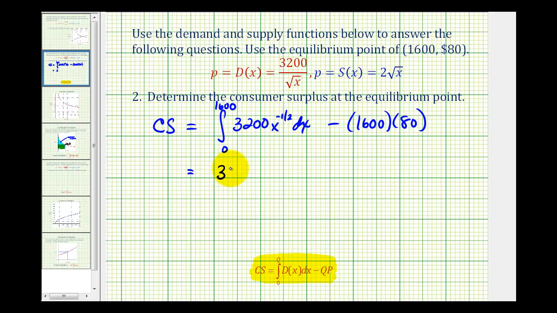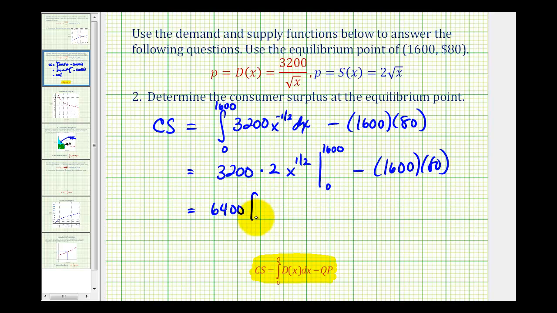We'll have 3,200 times, this will be x to the negative 1/2 plus 1, that's going to be x to the 1/2. But then instead of dividing by 1/2, we're going to multiply by the reciprocal. So we'll multiply by 2. And we'll have to evaluate this at 1,600 and 0 minus 1,600 times 80. So here we'll have 6,400 and then we'll have, this is the square root of x, so we'll have the square root of 1,600 minus the square root of 0 minus 1,600 times 80.